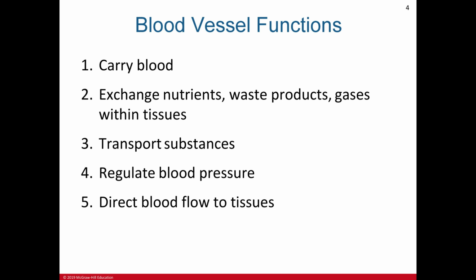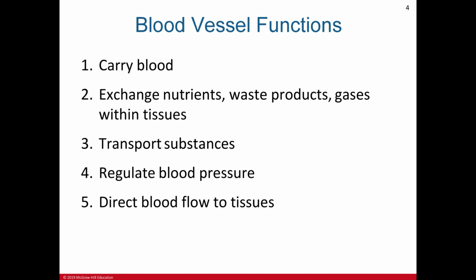Next, it transports substances. Blood transports hormones. We call it the endocrine system that we have discussed before. Components of the immune system, molecules required for coagulation, enzymes, nutrients, gases, waste products, and other substances to and from all the areas of the body.